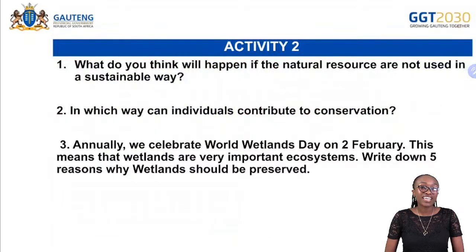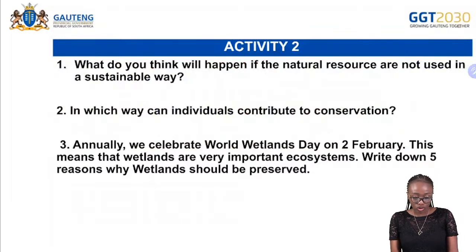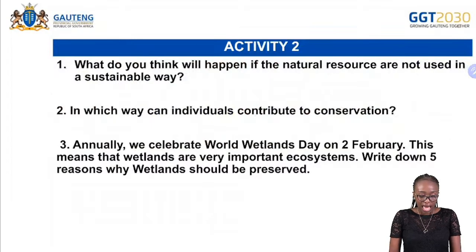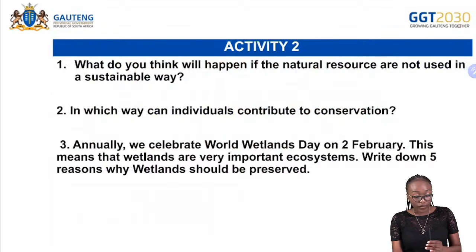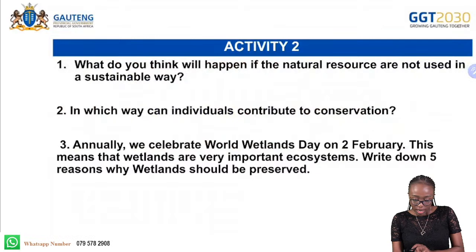Now we've arrived at activity number 2. Question 1. What do you think will happen if the natural resource is not used in a sustainable way? Number 2. In which way can individuals contribute to conservation? Number 3. Annually, we celebrate World Wetlands Day on 2 February, which was actually this month. This means that wetlands are very important ecosystems. Write down 5 reasons why wetlands should be preserved. I'm giving you 5 minutes to complete this activity, and then after 5 minutes, we'll go through the solutions together. See you after 5 minutes.